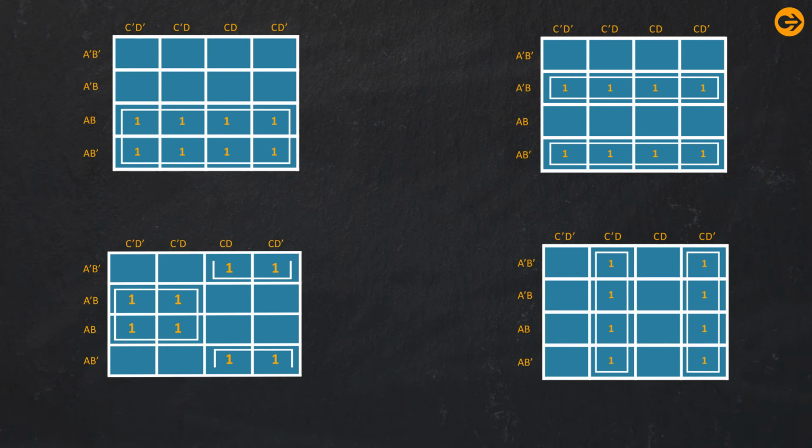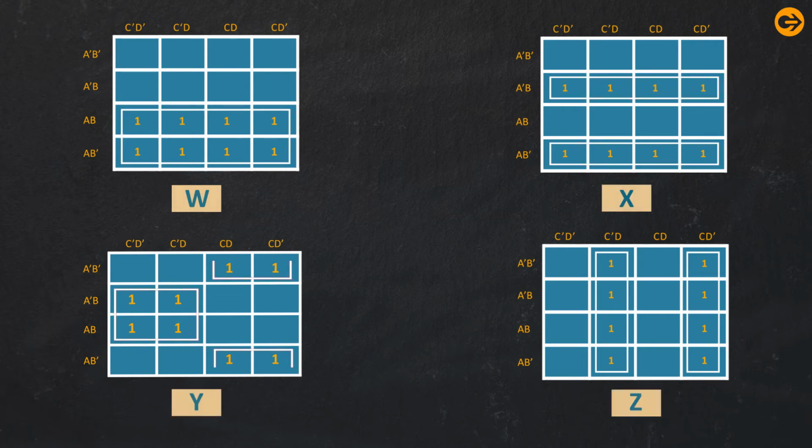The corresponding K-map of W, X, Y, Z has been shown respectively. In W, there is only one group of cells, whereas in X, there are two groups of cells, in Y, there are also two groups of cells, and in Z, there are also two groups of cells.